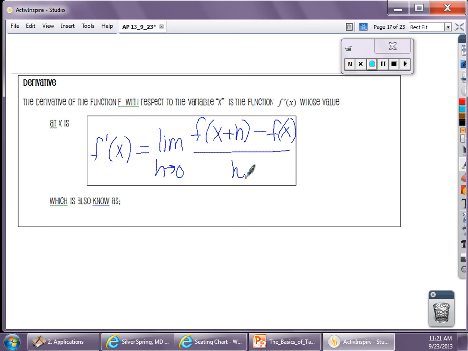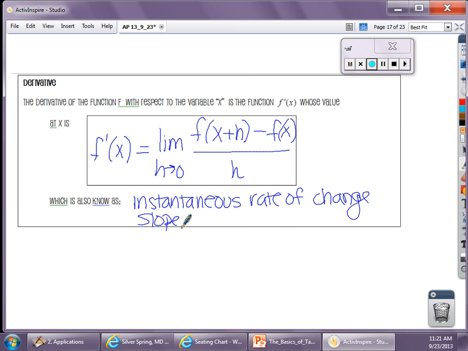Which is also known as, and we've written this 30 million times, why? Because I want you to remember it. Instantaneous rate of change. Slope of the tangent line. But it's nice to be able to just say the word derivative. It's a nice way to say it.